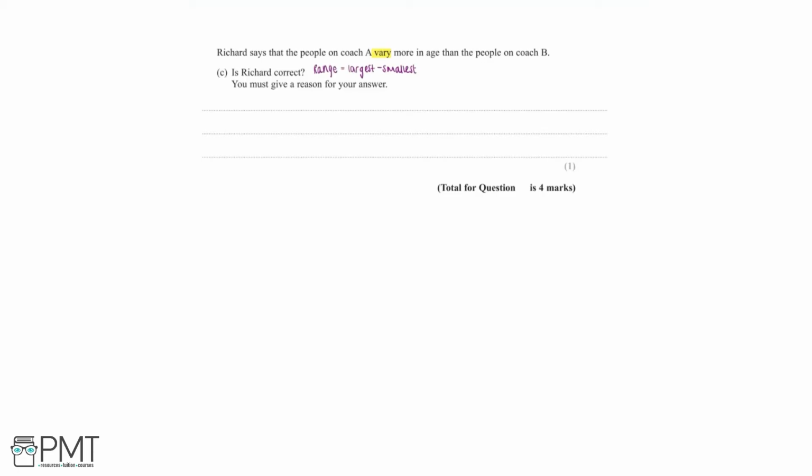We need to find the range of values for coach A, and the range of values for coach B. The largest value on coach A is 79, and the smallest value is 41, and so the range of coach A is 79 take away 41, which is equal to 38. Now for coach B, the largest value is 85, and the smallest value is 42, and so the range is 85 take away 42, which is equal to 43.